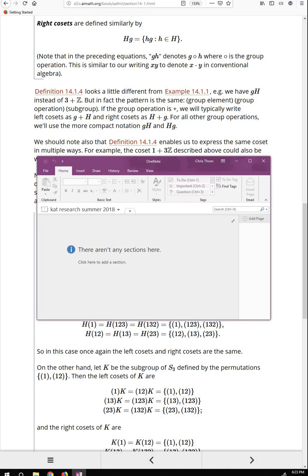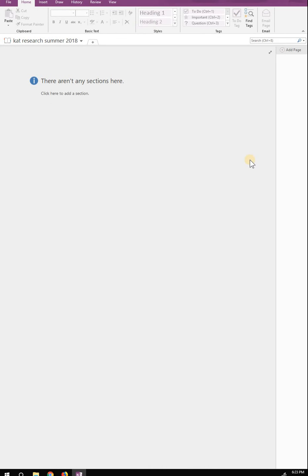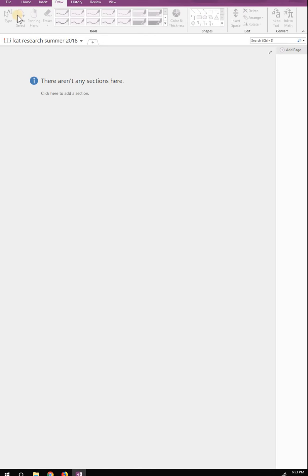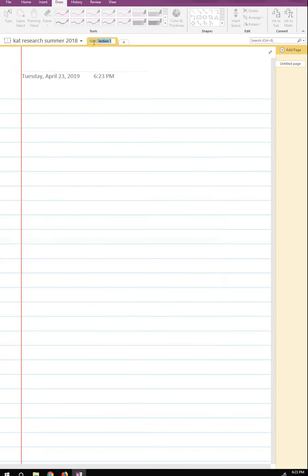I'll just put it here and then fix it later. I don't even know what notebook this is. That's okay. Cat research summary team. Oh, okay. Well, then whatever. Oh, you have to add a section. I can always move this. Oh, this has nice lines on it too.